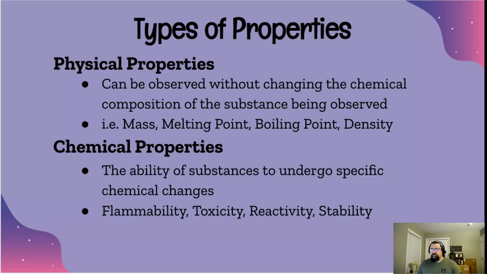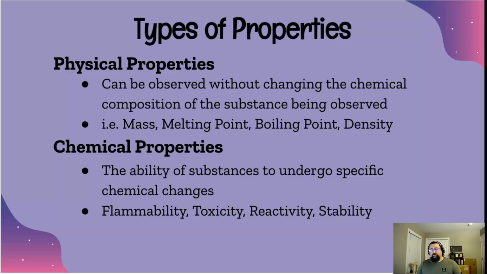And so physical properties are any property that can be observed without changing what it is we're talking about. So the substance, we're not going to alter it when we are observing the physical properties. And so when we're looking at that, it's something like mass, melting point, boiling point, density. Okay, we could take the mass, put it on a balance without having to alter it. We can measure its density, right? Mass versus volume without having to change it.